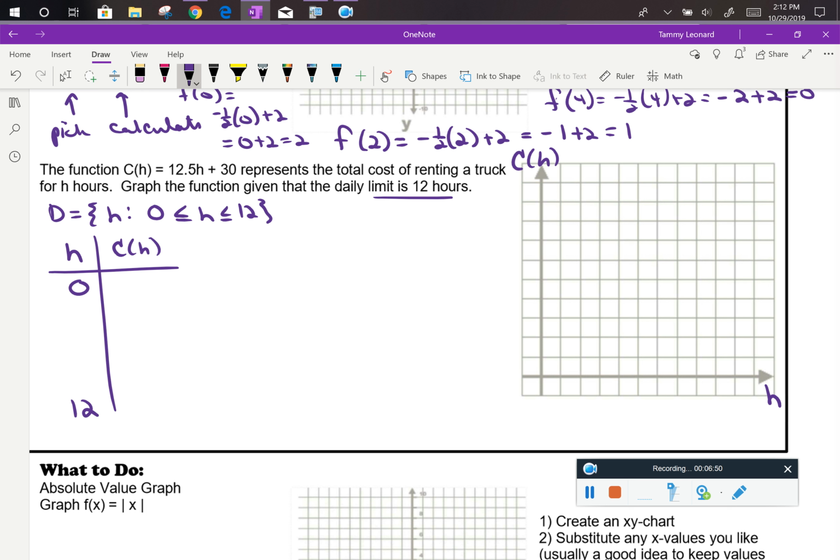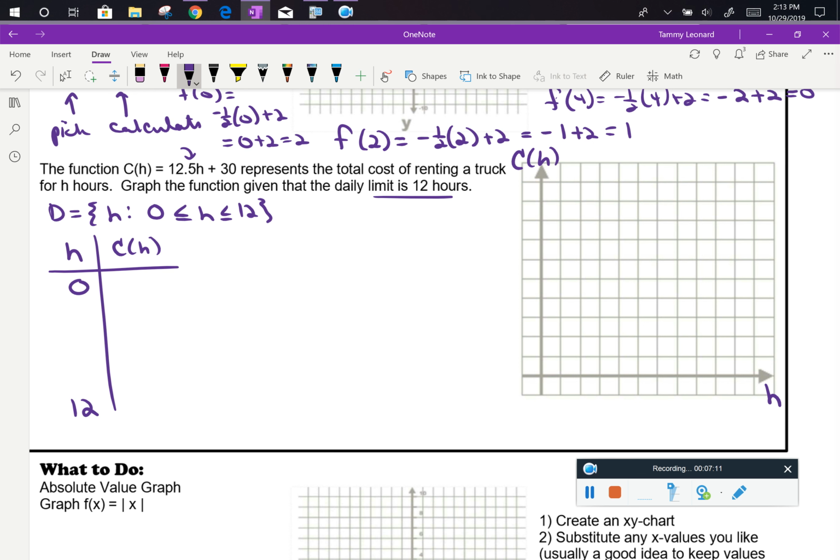We can pick any other numbers we want between 0 and 12. We could probably rent the truck for half of an hour if we wanted to, so we can even include decimals or fractions in our XY chart. But that just tends to make the arithmetic more challenging than it needs to be, so personally I don't think I would. The other thing I see is I've got a 0.5 in this number. That's like having a half. So kind of like our previous problem, even numbers make a lot of sense here. So personally, I think I would pick maybe 2 and 4 as additional numbers to plug in.